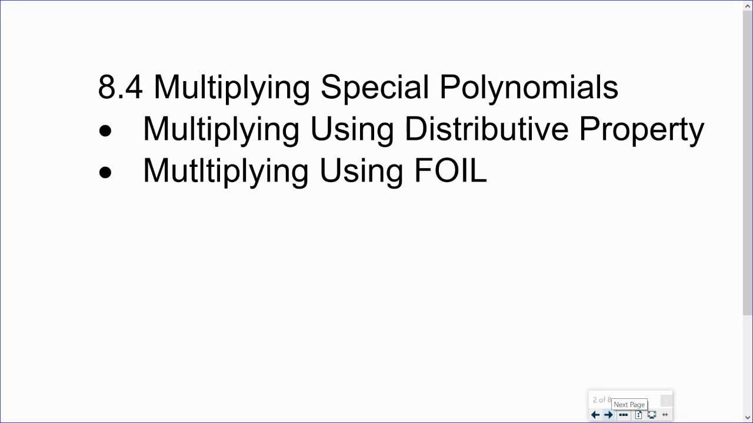Video for section 8.4, multiplying special polynomials. We're going to focus on this by probably following one of the two methods that you guys are familiar with, multiplying by distributive property or using FOIL to do these. They make a big deal about these, and it's nice to be able to recognize these and know these, but quite honestly, they're no different than anything that we've done in the past.